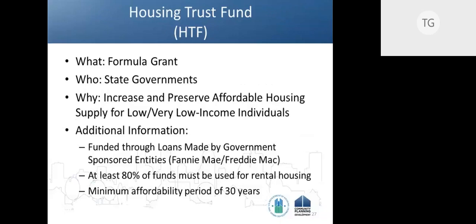We have the Housing Trust Fund also, and it's another housing program to increase and preserve affordable housing. The difference between some of our other programs and HTF is that this is funded by loans made by government-sponsored entities, Fannie Mae and Freddie Mac. It's not authorized by Congress. 80% of the funds must be used for rental housing, and the housing built with the HTF funds have a minimum affordability period of 30 years.